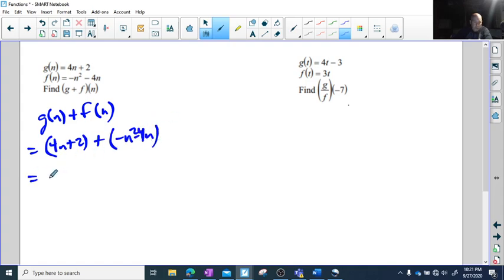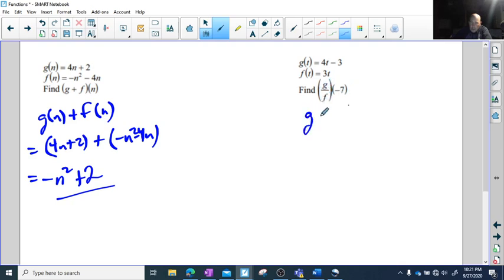Group this stuff together, we're going to get negative n squared, 4n, and a negative 4n. Notice it's a plus, so I'm not going to have to change any of these signs. Those two eliminate each other. There is g plus f of n. G divided by f at negative 7.